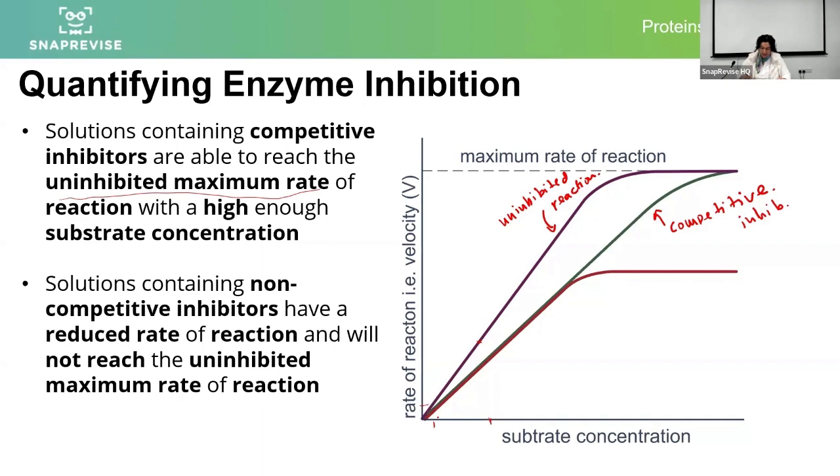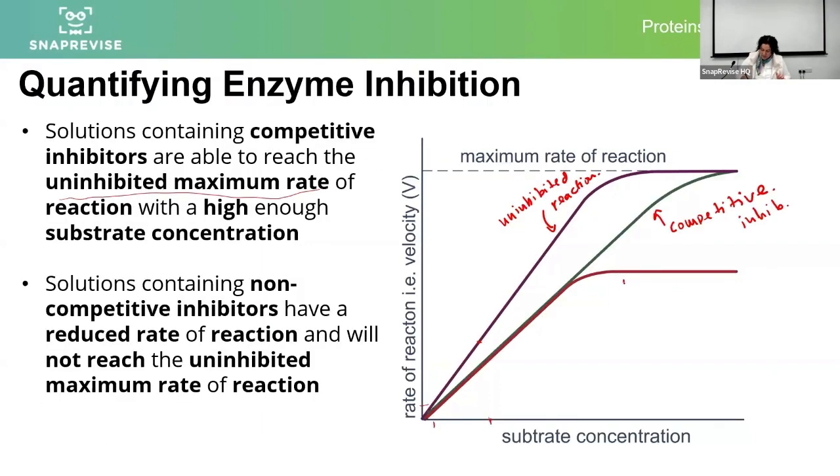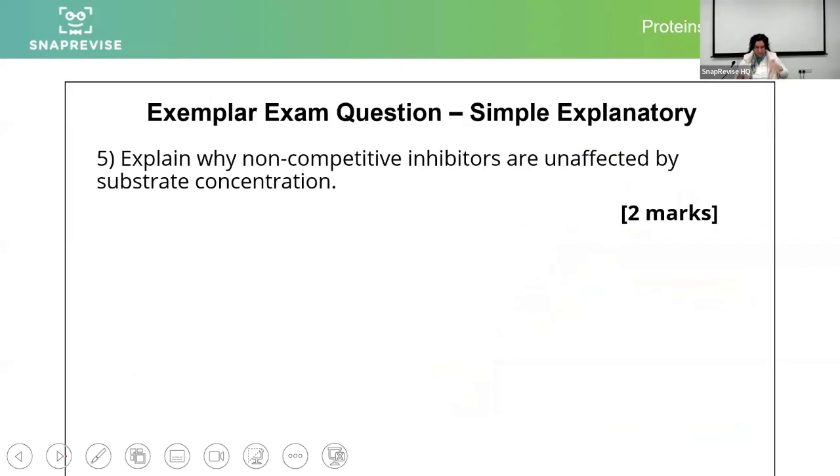However, if we are using a non-competitive inhibitor, like in this curve, then the reaction will not reach the uninhibited maximum rate of reaction, because the active sites are themselves not able to bind the substrate properly. So adding more substrate is not going to help the maximum rate of the reaction.